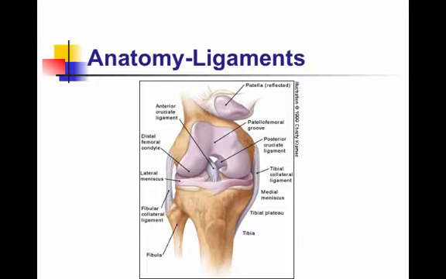The mechanism of injury for lateral collateral ligament tears is a varus force, when the athlete gets hit in the inside of the knee, causing the ligaments on the outside to buckle and tear.